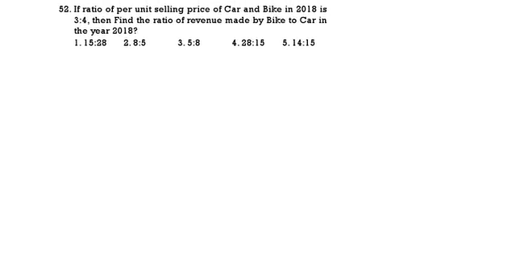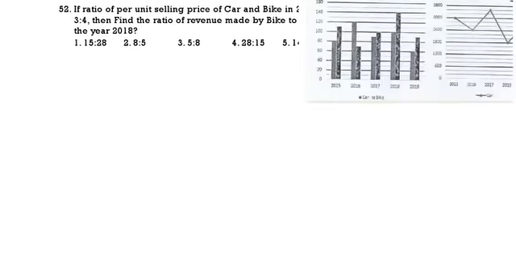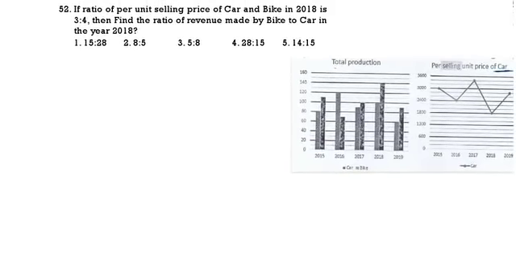If the ratio of the selling price per unit of the car and bike in 2018 is 3:4. So in 2018 car price is 1800. See this one, 1800. So car and bike is in the ratio of 3:4. That means 3 parts equal to 1800, then 4 parts equal to 2400. Find the revenue by bike and car in 2018.